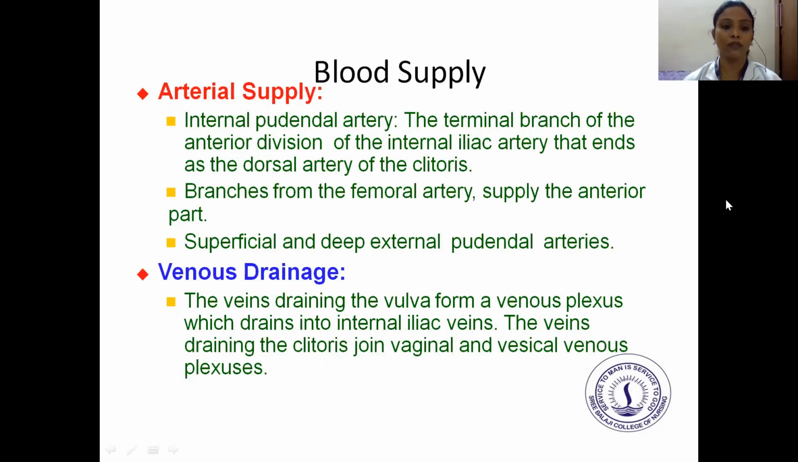So, what is the blood supply of the external genitalia? The arterial supply is the internal pudendal artery, the terminal branch of the anterior division of the internal iliac artery that ends as the dorsal artery of the clitoris. Branches from the femoral artery supply the anterior part, the superficial and deep external pudendal arteries. Next comes the venous drainage. The veins draining the vulva form a venous plexus, which drains into the internal iliac veins. The veins draining the clitoris join the vaginal and the vesical venous plexus.